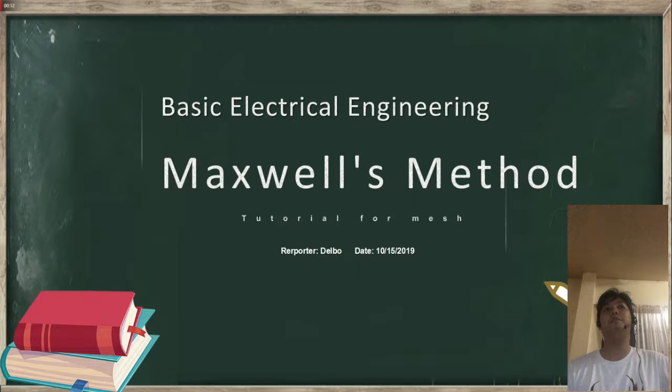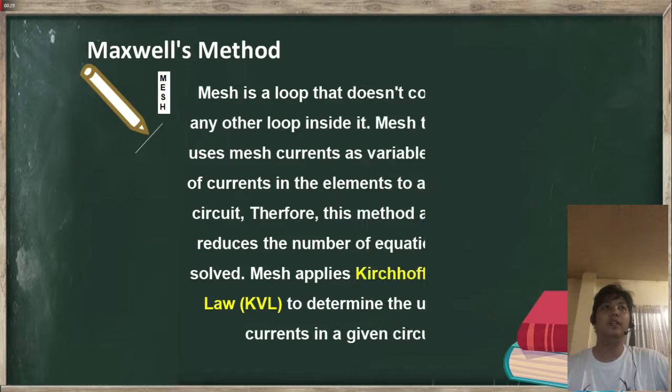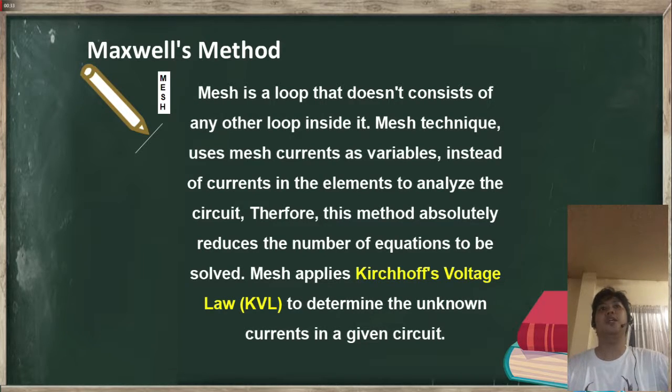Today I'm teaching you the basic electrical engineering Maxwell method tutorial for mesh, or what I've learned on the Maxwell method. A mesh is a loop that doesn't consist of any other loop inside it. The mesh technique uses mesh currents as variables instead of the current in each element to analyze the circuit. Therefore, this method absolutely reduces the number of equations to be solved. Mesh analysis applies Kirchhoff's voltage law, or KVL for short, to determine the unknown currents in a given circuit.